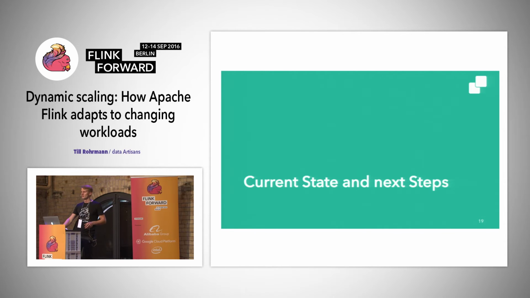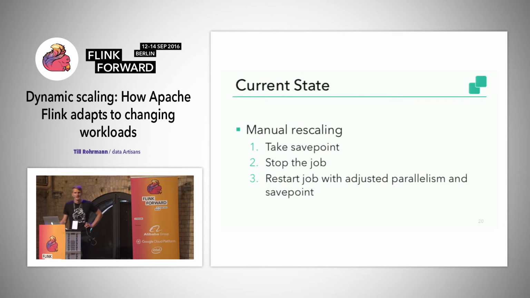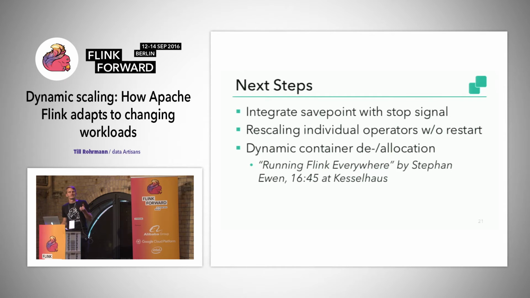All right. So what you've seen is that you can manually scale Flink jobs now. The process is you usually take a savepoint to be able to resume from this point of time. You stop the job and then restart the job with an adjusted parallelism and this savepoint to scale it up or down. This works, and one can write a script which automatically performs that, but it's not complete yet.